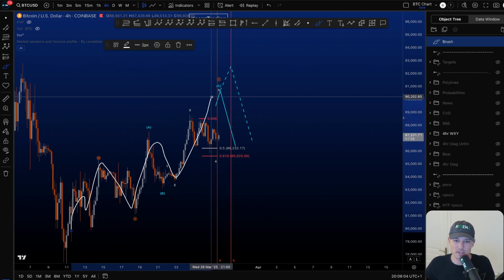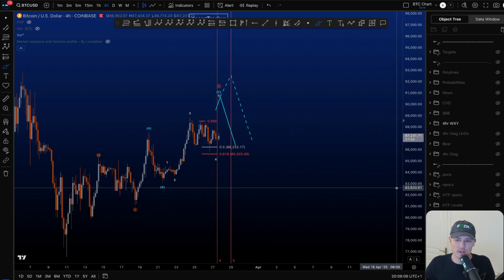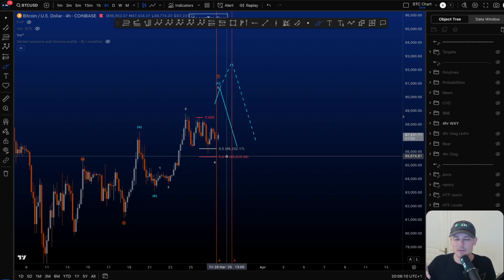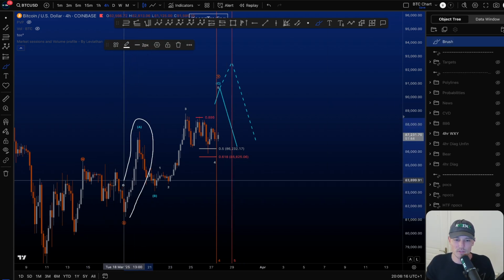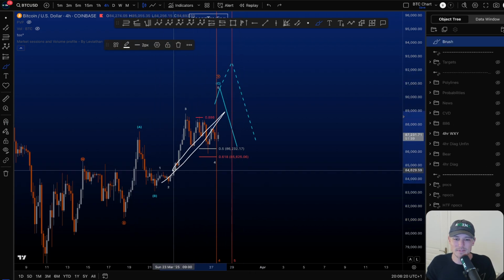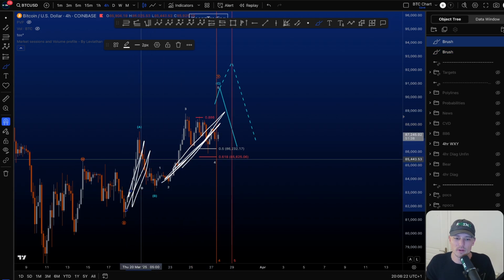ABCW, X, ABC, and wave Y. The reason why the probabilities now start to decrease for this scenario is because of time. Now, time is never an invalidation. It does have an impact on probabilities. And it's mainly the time difference between wave A and your wave C. Wave C is significantly longer in time compared to wave A.